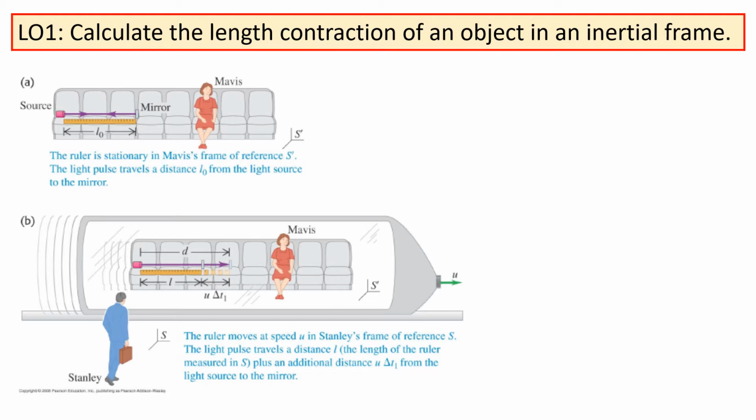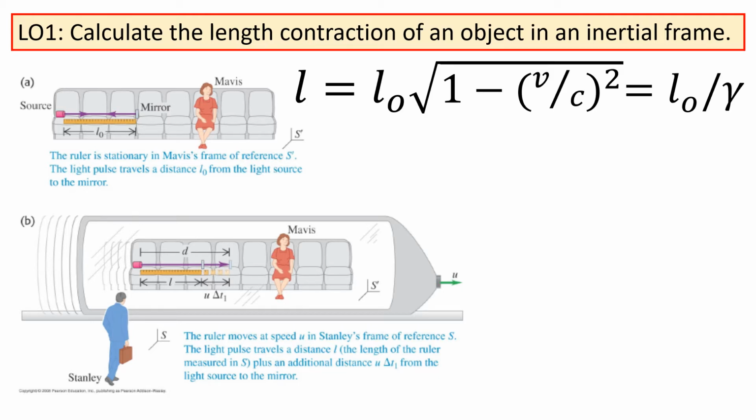One of them, Mavis, is moving with a ruler. The other, Stanley, is standing on the platform. In her reference frame, Mavis measures distance L0 parallel to the direction of travel. However, Stanley would only measure a distance L for the same distance, where L is shorter than L0.